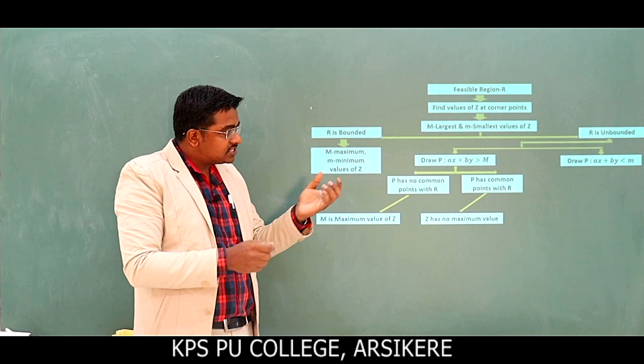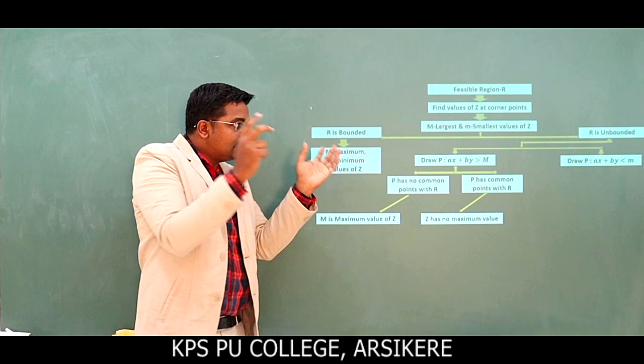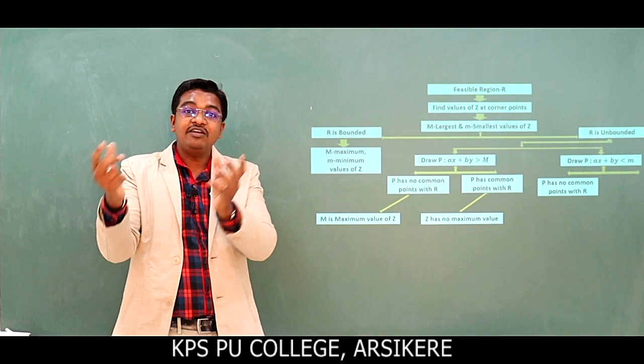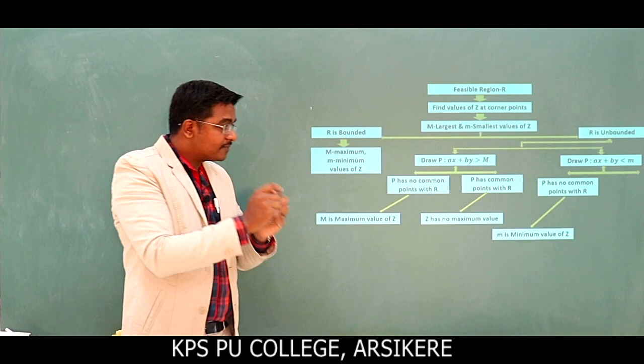Okay, in that case we have two cases. This open half plane either has a common point with the feasible region or has no common point with the feasible region. Suppose P has no common points. Clear? If the open half plane has no common point with the feasible region, then small m becomes the minimum value of the objective function.